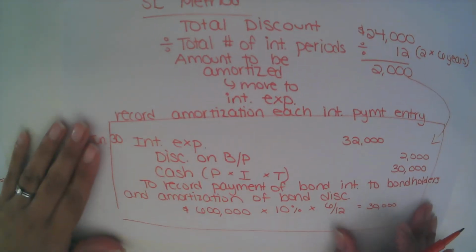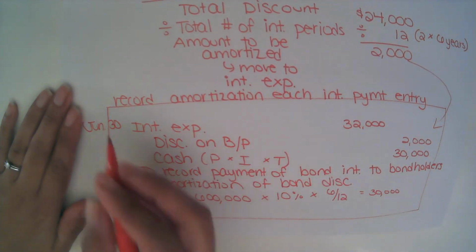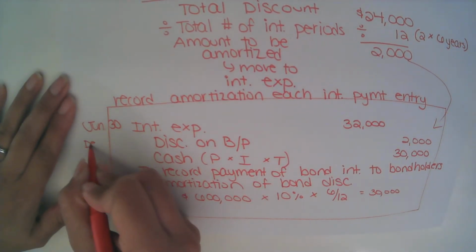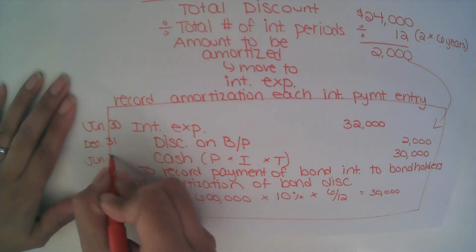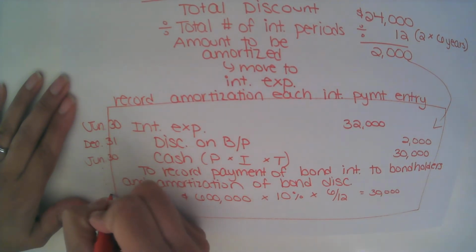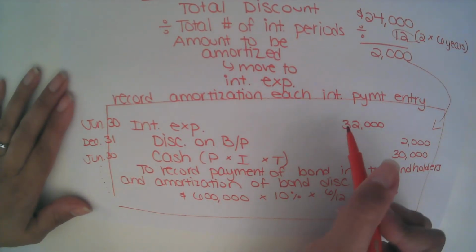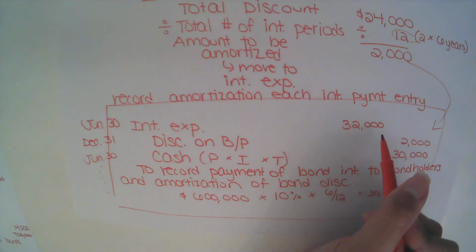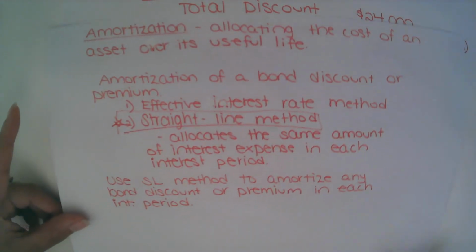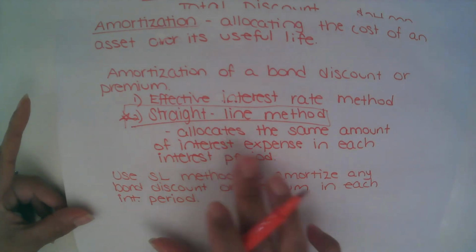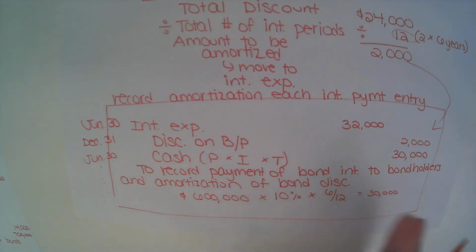Okay? Now, because this is straight line, you're going to make the exact same journal entry 6 months later at December 31st. And then another 6 months later, June 30th of the next year. A total of 12 times we're going to make this entry. And interest expense is always going to be the same because that was our definition of straight line amortization, is we're going to allocate the same amount of interest expense in each interest period until the bond's life is over.